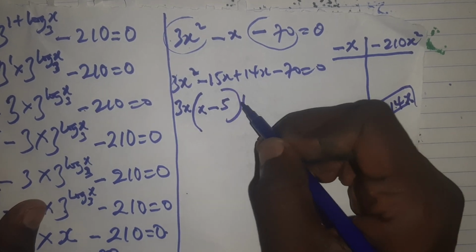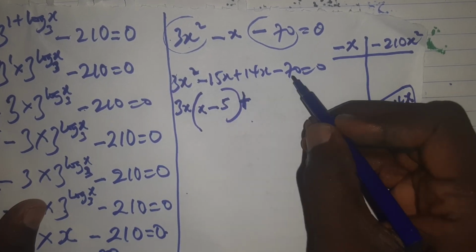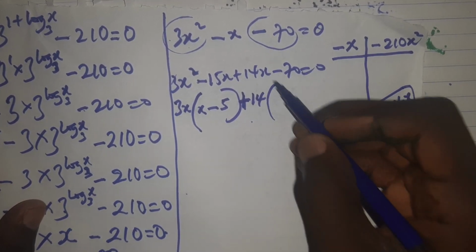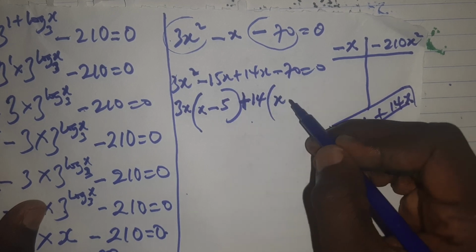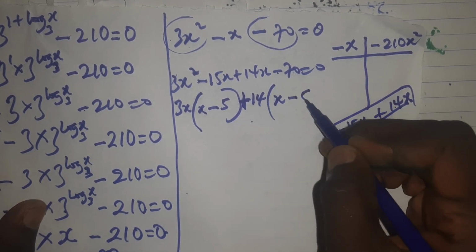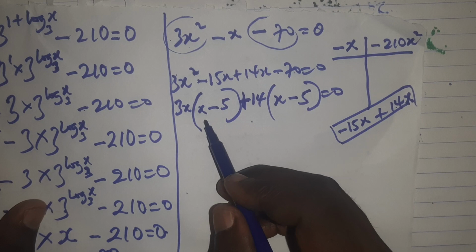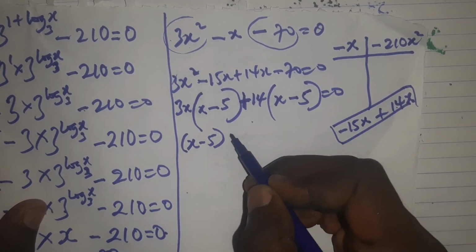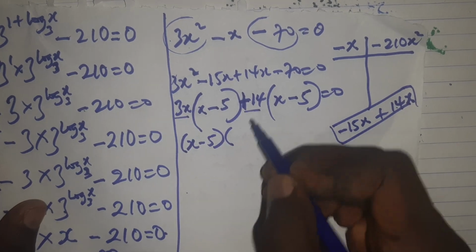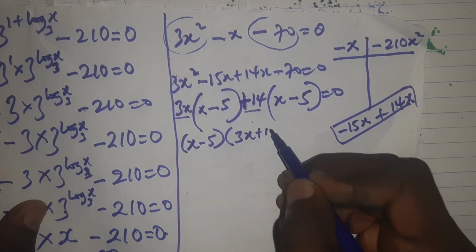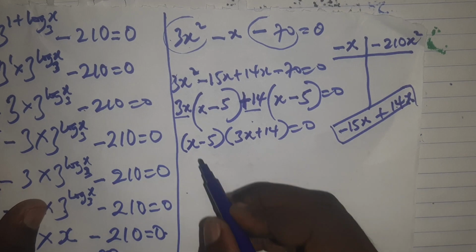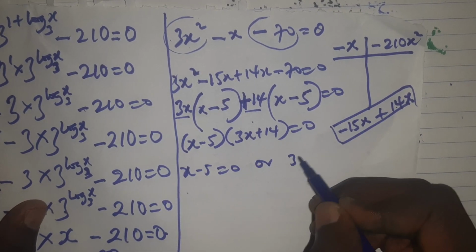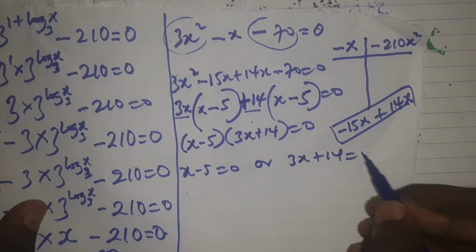Close the bracket. Plus the HCF of these two is 14. You open your bracket. 14 cancels 14, you have x left. Minus divides plus, you have minus. 70 divided by 14, you have 5 equals 0. And then you refactor again. You have x minus 5 times 3x plus 14 must give 0. So it's either x minus 5 equals 0 or 3x plus 14 equals 0.